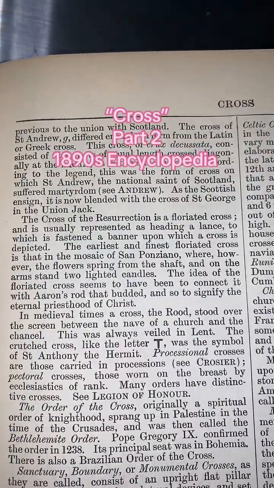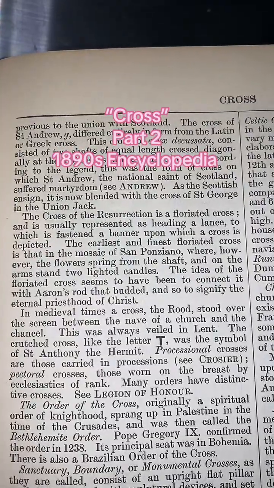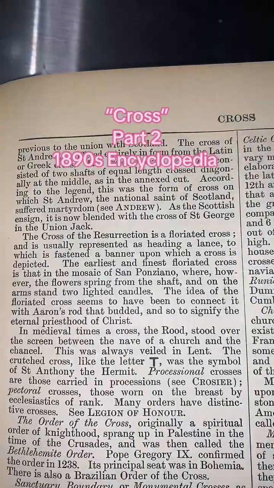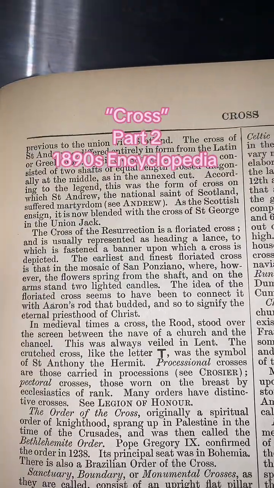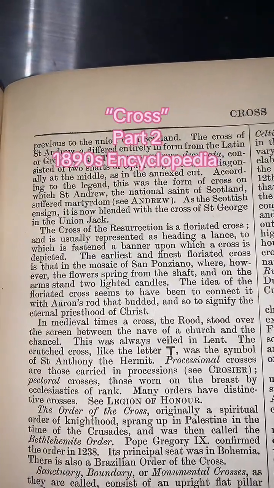As the Scottish ensign, it's ensign, it is now blended with the cross of St. George in the Union Jack.